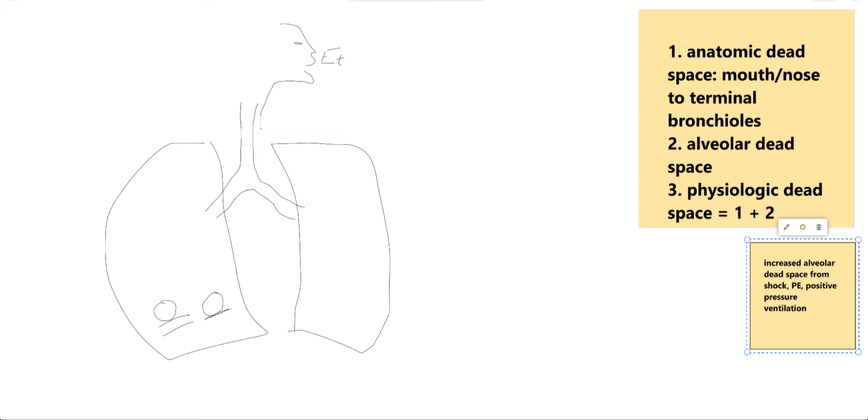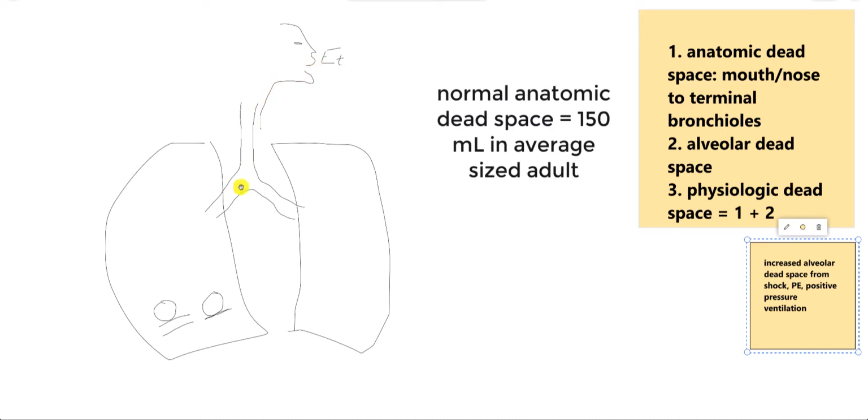So this is gas in the conducting system. So anything from the mouth, nose, and you'll see the note over here, mouth, nose to the terminal bronchioles. So you take a breath in, and anything from here all the way down the trachea, all the way down the mainstem bronchi, and these will continue dividing into smaller and smaller conducting airways, and they'll eventually end in terminal bronchioles, which will terminate in alveoli.